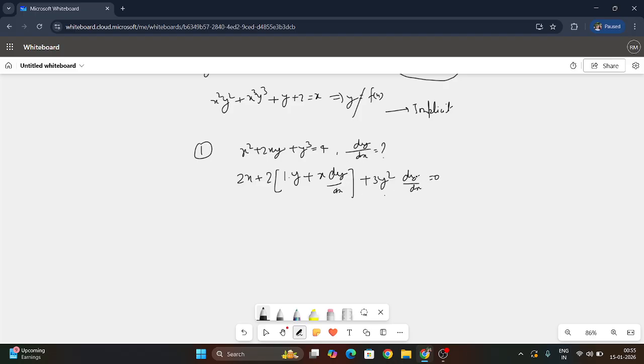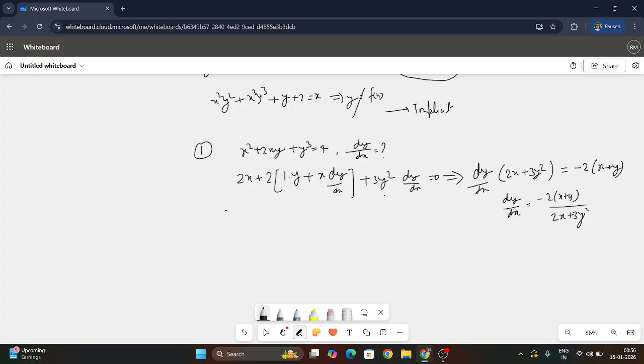So take dy by dx common and you will get dy by dx times (2x plus 3y square) equal to minus twice of (x plus y). Okay, dy by dx is minus twice of (x plus y) by (2x plus 3y square). So yeah, I think it is clear to you. So this is the differentiation, that is the dy by dx. In this way we have to differentiate.